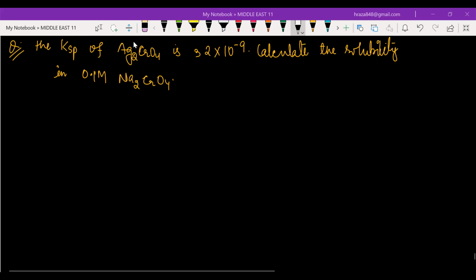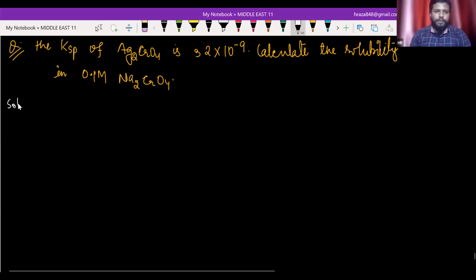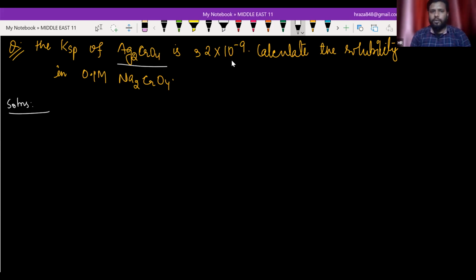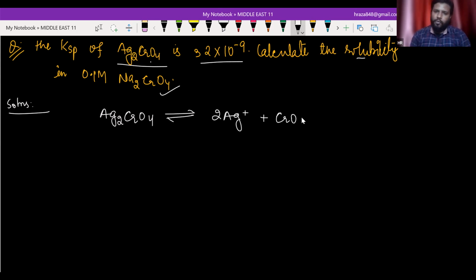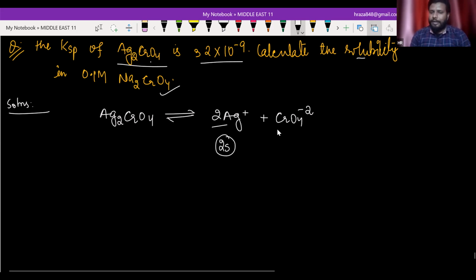Okay, let's see. You can see KSP of Ag2CrO4 is given. We need to calculate solubility of Ag2CrO4 in Na2CrO4. So first of all, we are going to dissociate this Ag2CrO4. This will be basically 2Ag plus, and here it will be CrO4 minus 2. Now this will have a solubility 2s because it has a stoichiometric coefficient 2, and this has a stoichiometric coefficient 1, that means S.